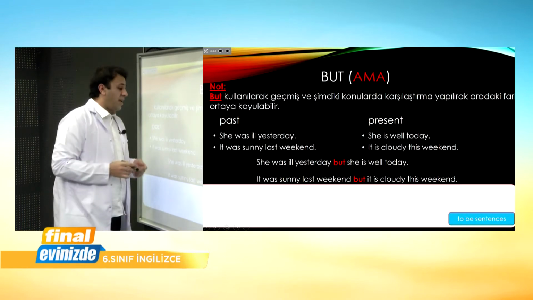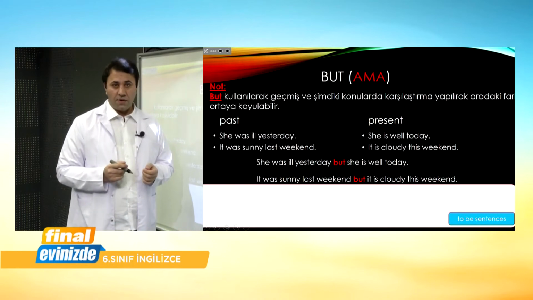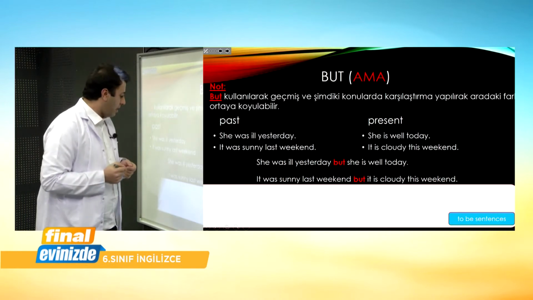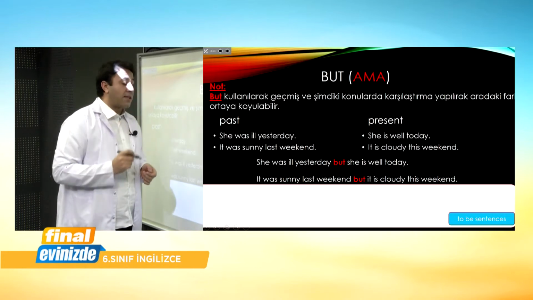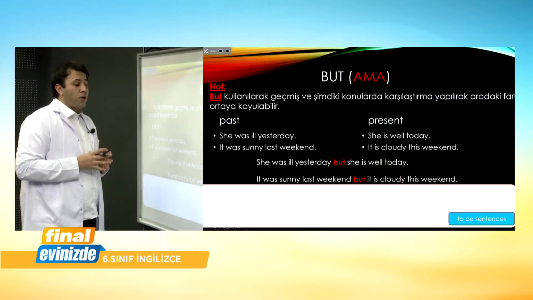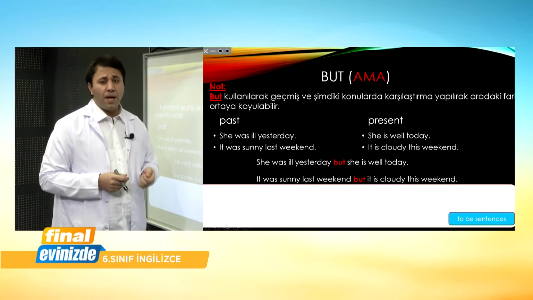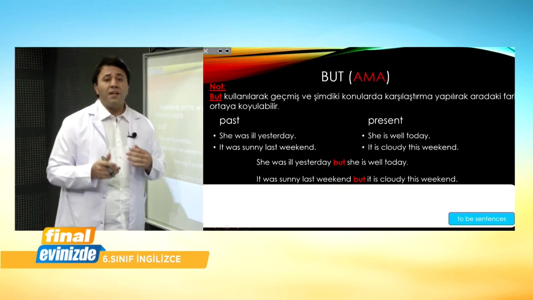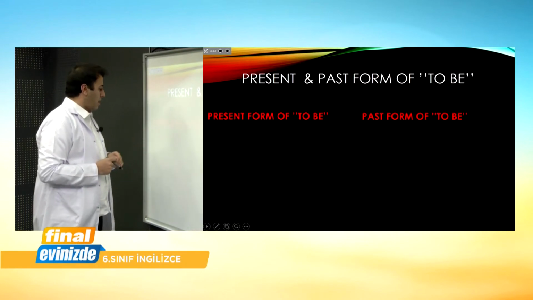It was sunny last weekend. It is cloudy this weekend, all right? I want to show the difference again. I use, it was sunny last weekend, but it is cloudy this weekend, all right? And now we are going to see some sentences in the present form and in the past form, then you can understand better. All right.